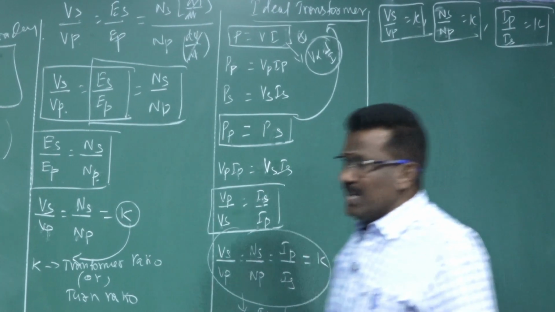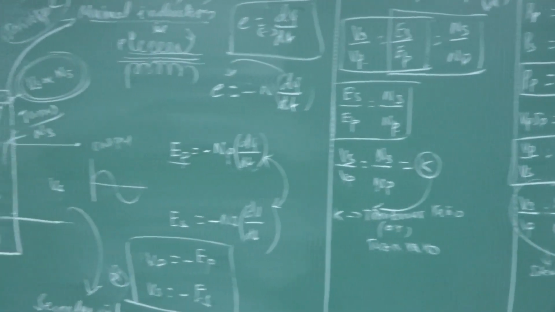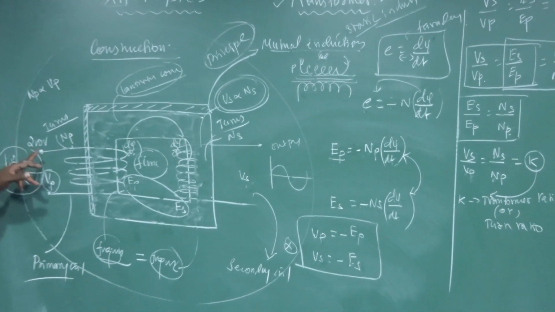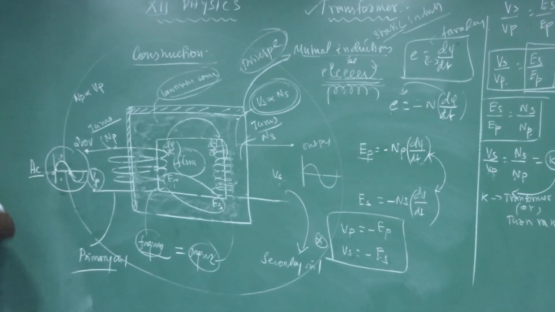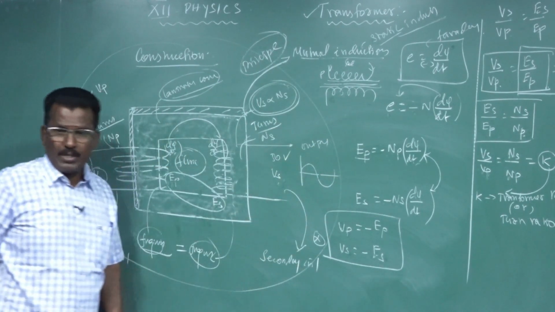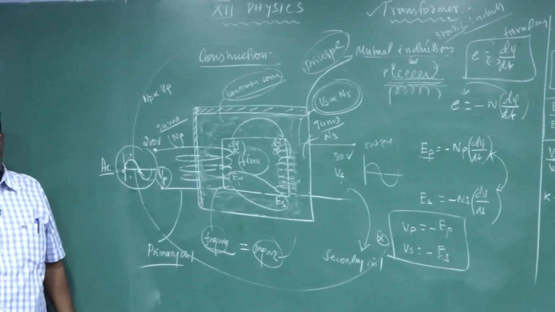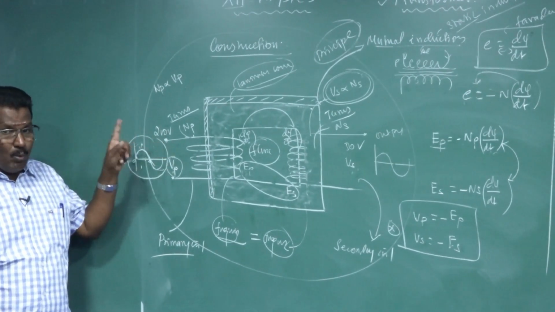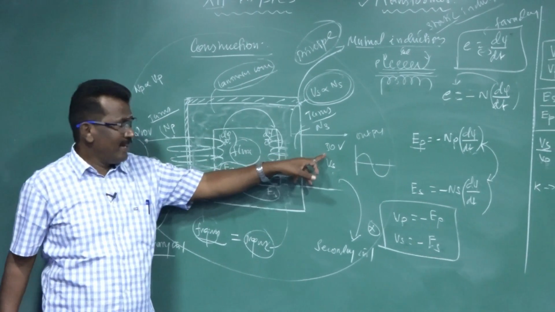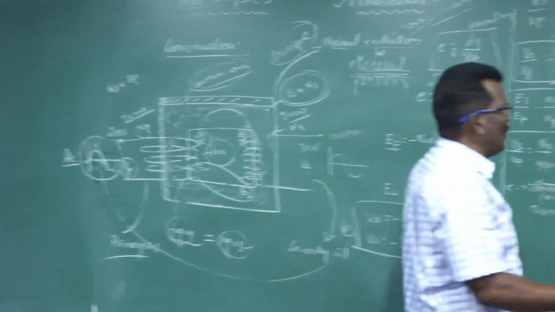Suppose I am applying an input voltage of 200 volts across the primary, AC voltage 200 volt. The voltage obtained across the secondary is 50 volts. What is the turn ratio?